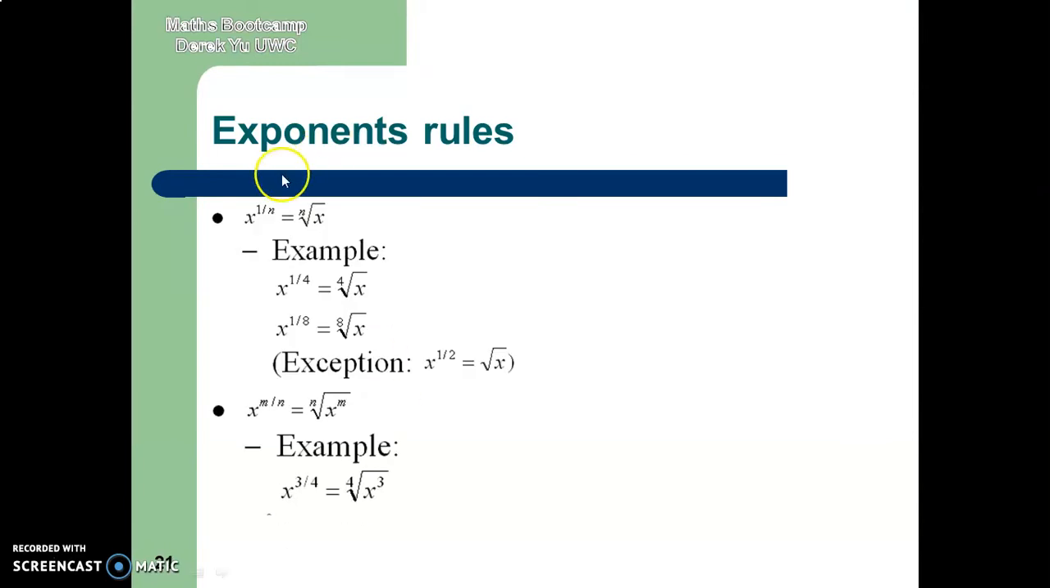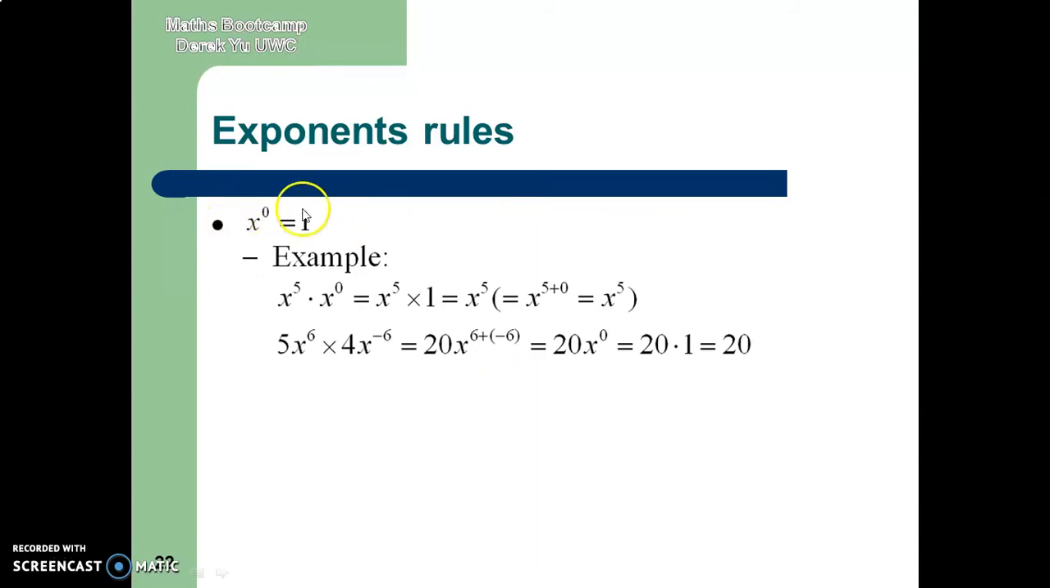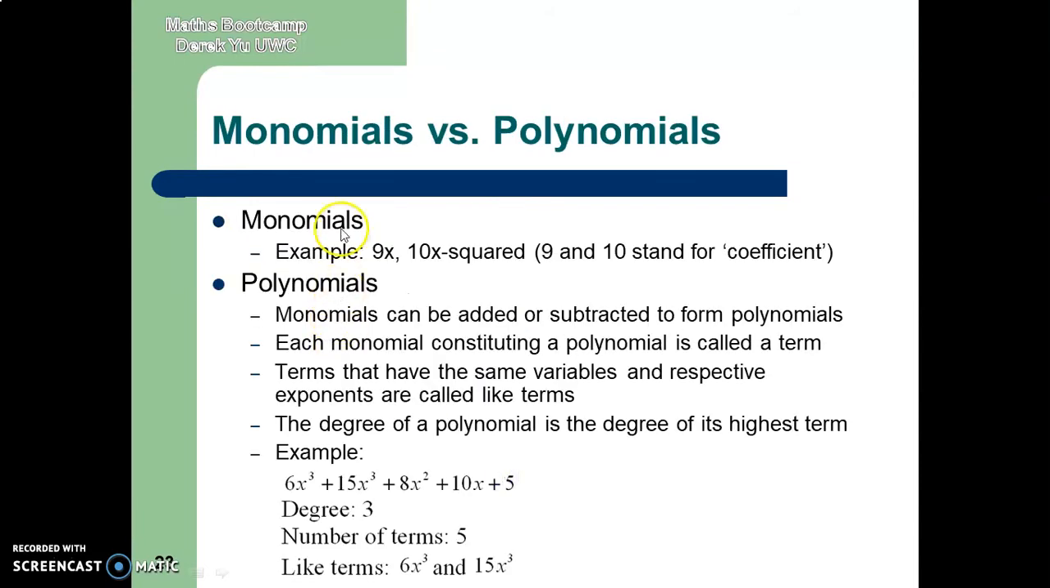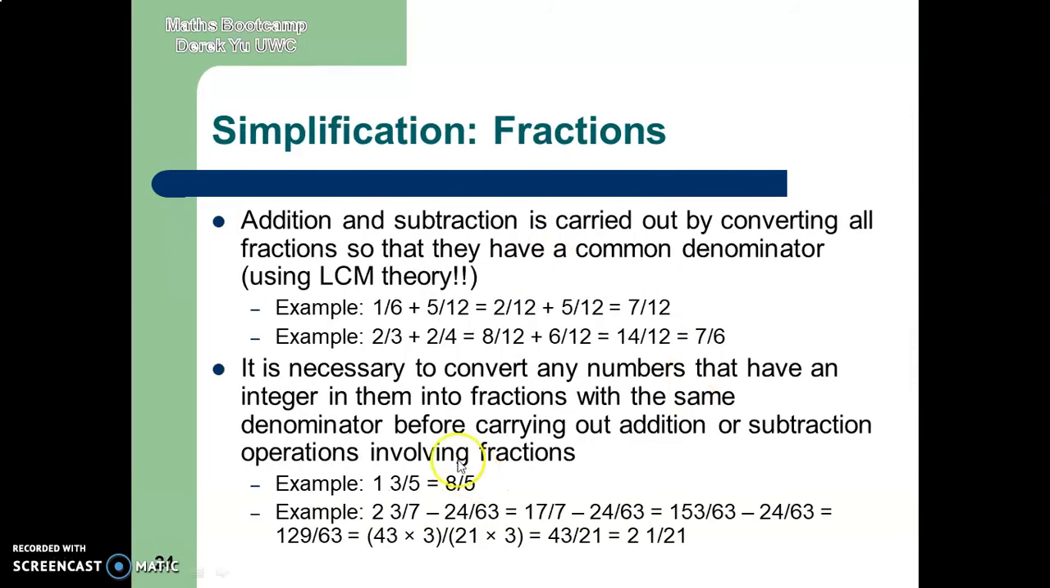All right, and then two more. These two rules involve surds actually. This is the special case. If the exponent is 0, then x to the power of 0 gives you 1. Monomial versus polynomial. And then some rules on simplification of fractions.